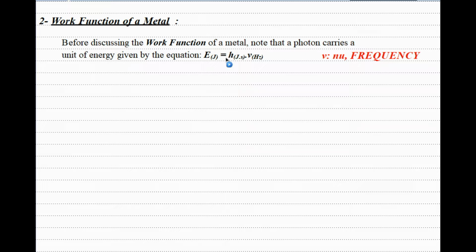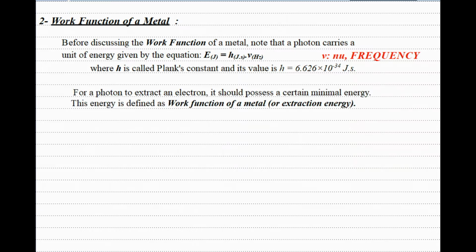Okay? And h is known as Planck's constant, and we just need to know the value. It will always be given, don't worry about it. 6.6 times 10 to the minus 34. You notice that 10 minus 34 is a very low value. So when we deal with photoelectric effect, expect very low numbers to be observed. Now, for a photon to extract an electron, it should possess a certain minimal energy. This energy is defined as the work function of the metal.